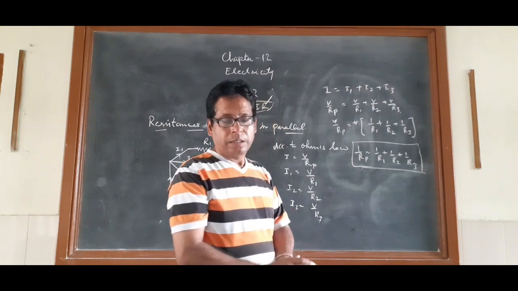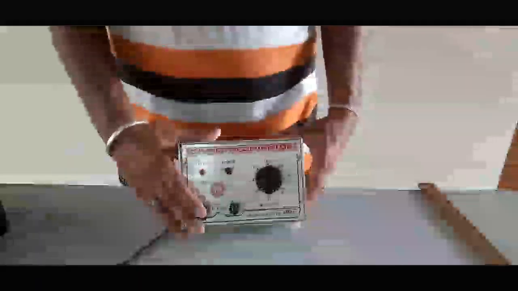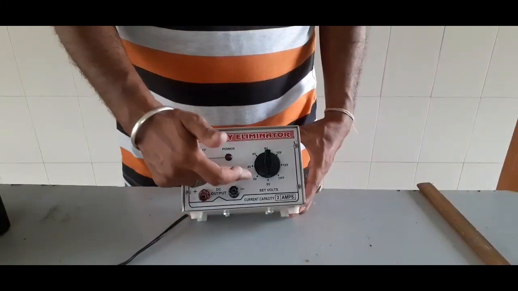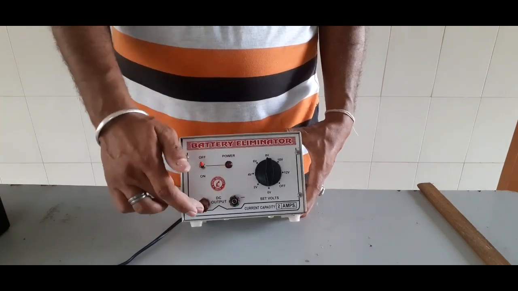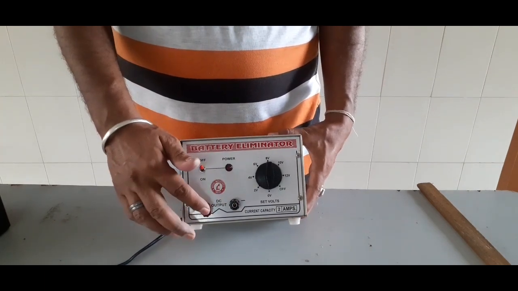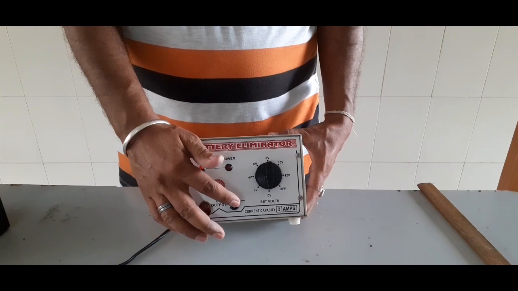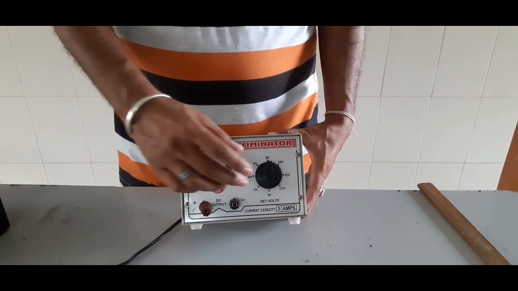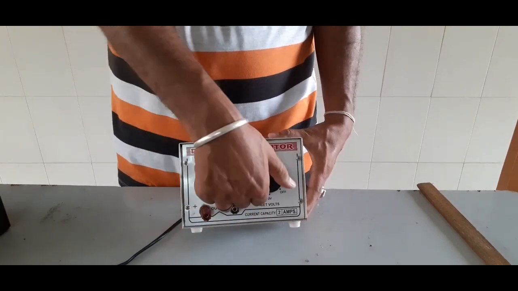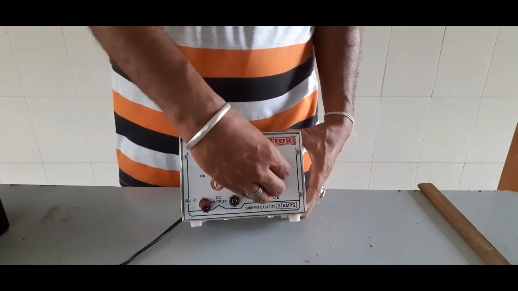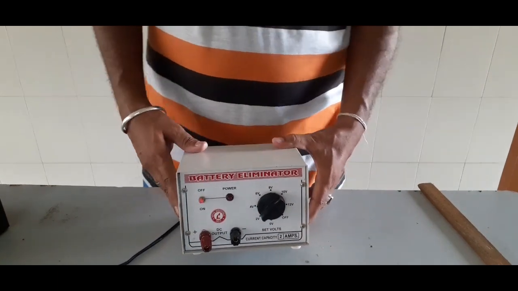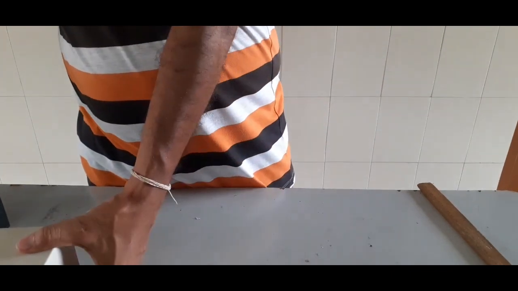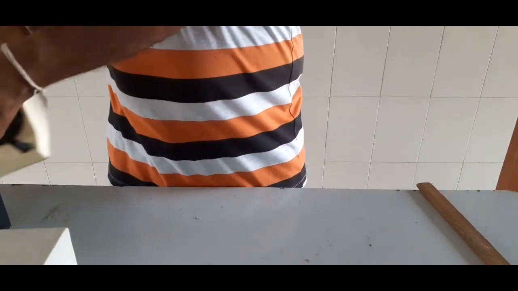So let us discuss some devices. The first is the battery eliminator. It has a range of 2 to 12 volts. These are two terminals, red is positive and black is negative. This is the on-off switch, and with the help of this we can click to get a particular required voltage.